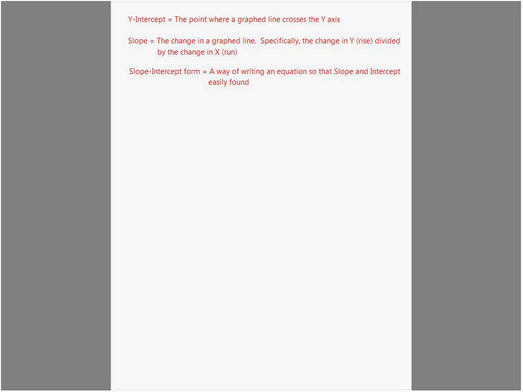And then last but not least is the slope-intercept form for an equation, and that's the way of writing an equation so that the slope and intercept are easily found. And we're going to see that first right here in number 1.